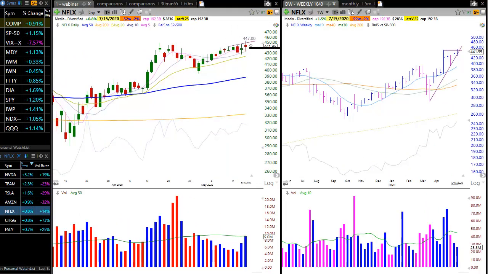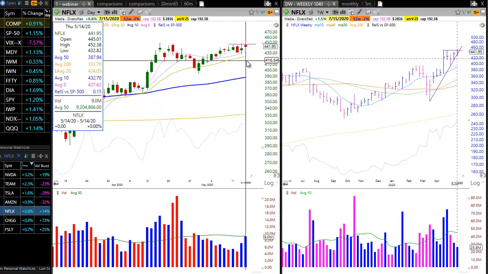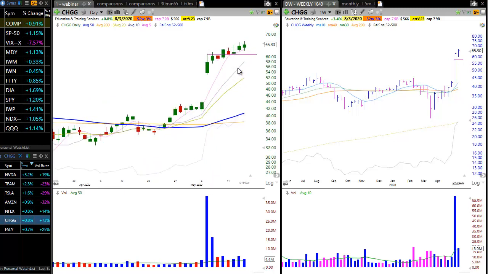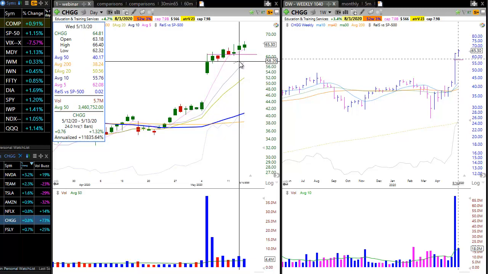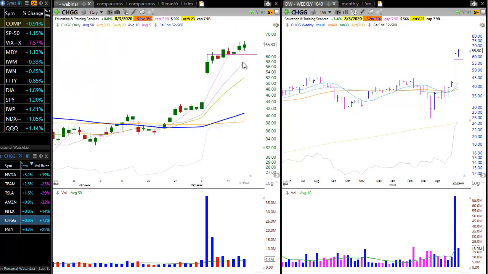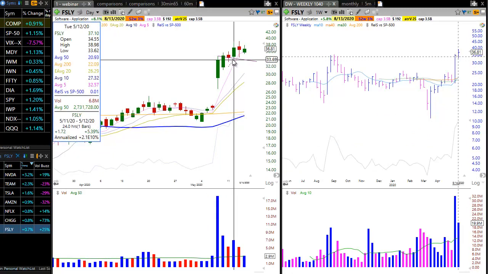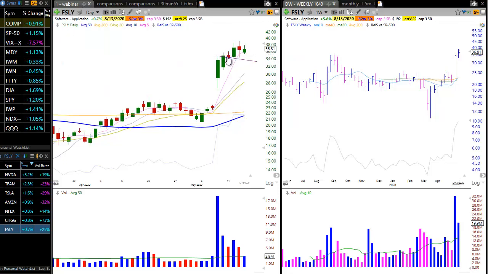Netflix, false breakout on Thursday, but still looking pretty good. It closed off the lows of the session. If it can take back Thursday's high, that would be a positive. And CHGG, we're in from about this 61 area here, looking pretty good, very strong. Basically going higher as the market pulls back. FSLY, we're long from an entry around 34.30, so right around here. Also looking pretty good, holding above the 5-day MA still.